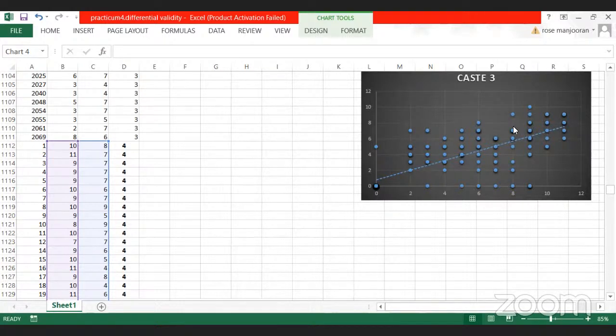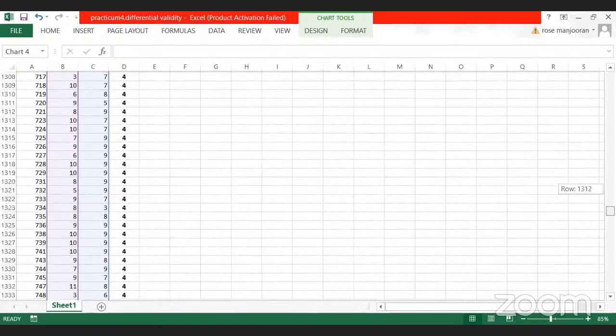Yes, we can ask them. How many dots are there on the best fit line? Anindita and Roman, please tell how many points are there on the best fit line. There is 1, 2, 3, 4. 1, 2, 3, 4, 5. Yes, 5. And now you go to the cast 4 and you check how many are on the best fit line.